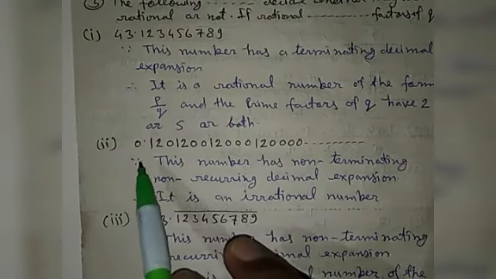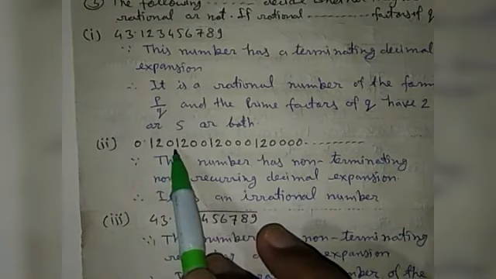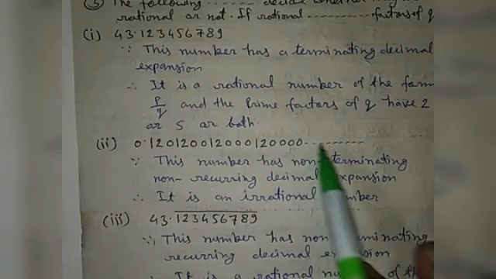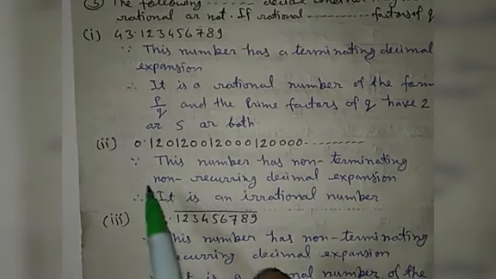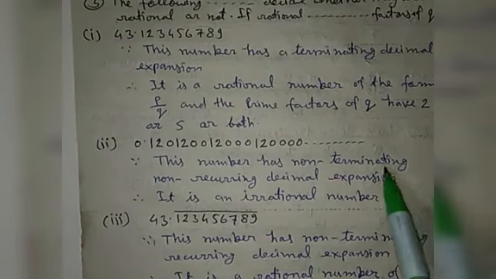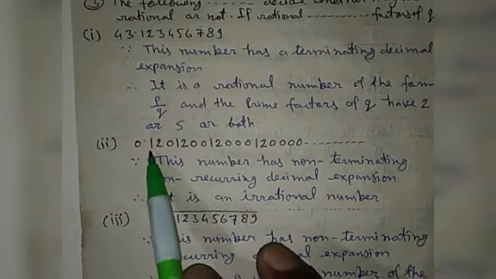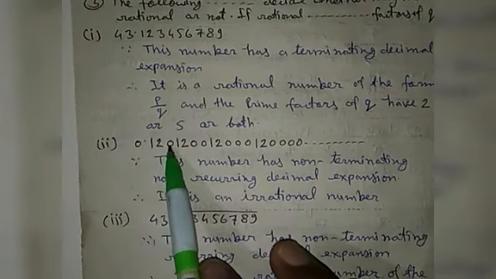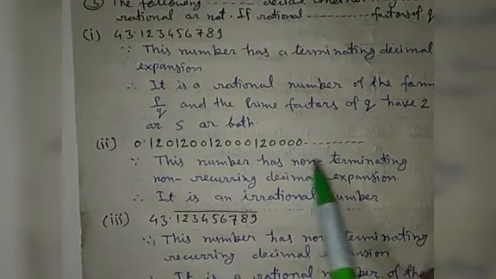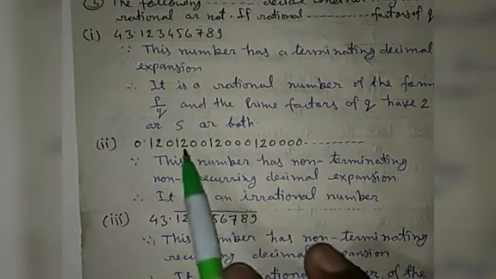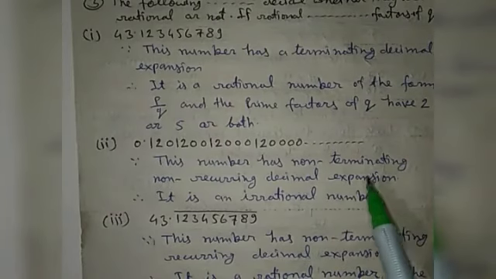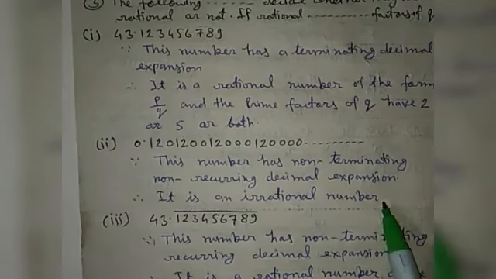In the second part the number is given as 0.120, 1200, 12000, 120000 and so on. Because here this number has a non-terminating expansion. It is non-terminating and also non-recurring, because here 1 2 single 0, 1 2 double 0, 1 2 triple 0, 1 2 four times 0. So it is non-recurring because the pattern is changing. So it is non-terminating and non-recurring. So it is an irrational number by definition.